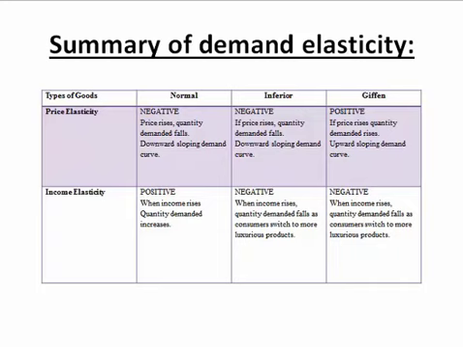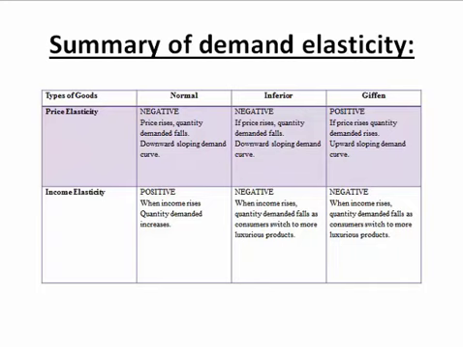For Giffen goods, again, if you remember, Giffen goods are related to income. Positive price elasticity: with the price rising, the quantity demanded increases. Upward sloping demand curve. Income elasticity negative. When income rises, quantity demanded falls as consumers switch to more luxurious products.